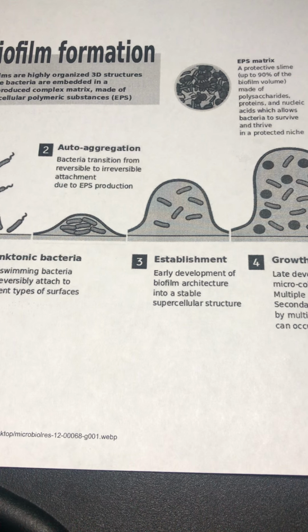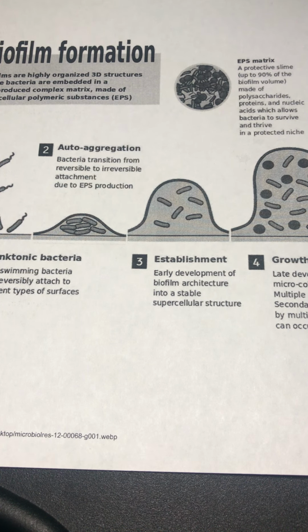We've got planktonic bacteria, that's free-swimming bacteria, that can reversibly attach to different types of surfaces, and that's basically what happens, it creates that coating through auto-aggregation. Bacteria transition from reversible to irreversible attachment due to EPS production. So that would be the extracellular polymeric substances.